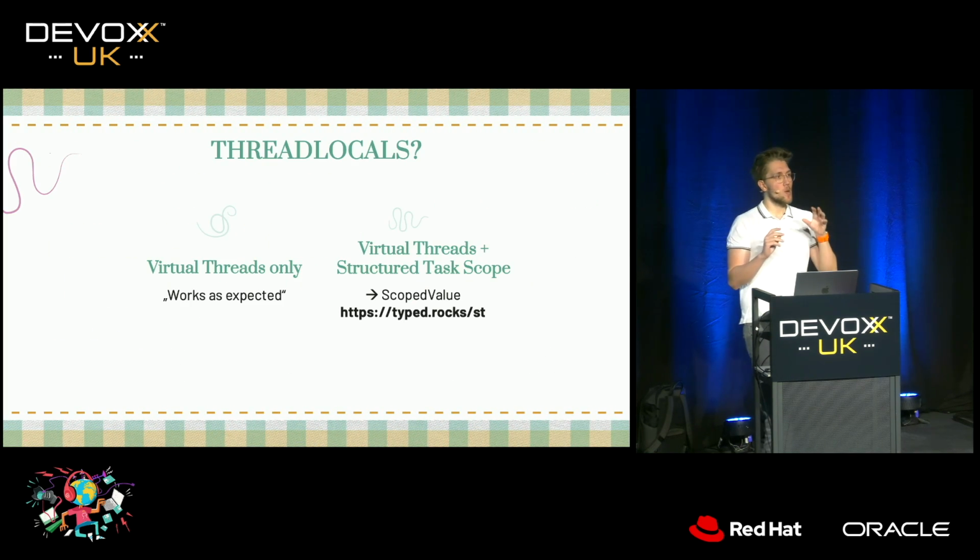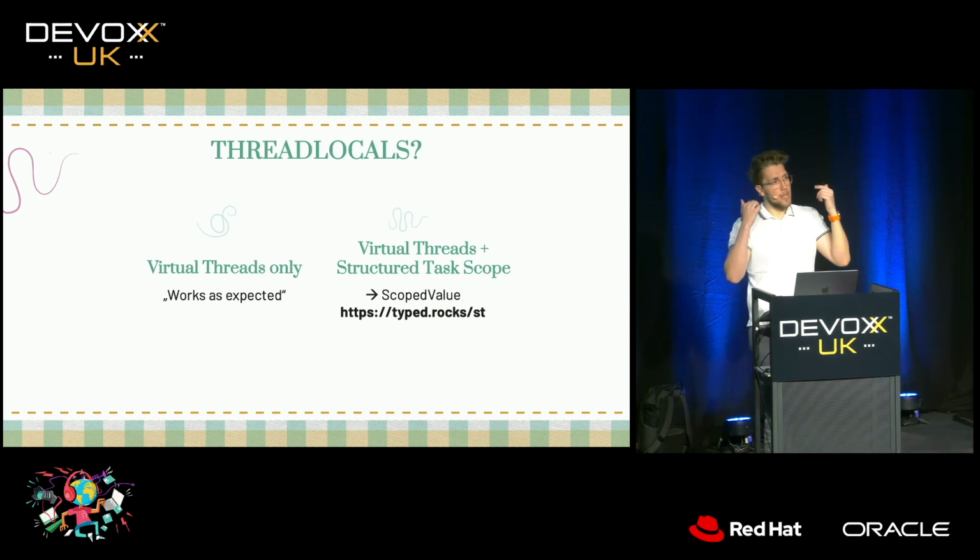Before we go further, just a quick side note about thread locals. Now, if you're only using virtual threads without structured task scopes, they work as expected. They work the same, because virtual threads are just normal threads. You don't see any difference there when you use it in your code. But when you're using virtual threads with structured task scopes, you have to migrate to so-called scoped values. Now, I will not talk about scoped values today because this will take too much time. But if you're interested, you can go to type.rocks/st. This will redirect you to a DevFox video I did on their YouTube channel, where I talk in detail about structured task scopes and also scoped values. And there you can see exactly how they work.